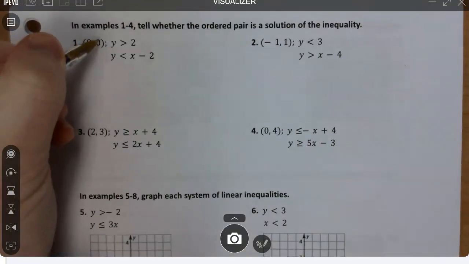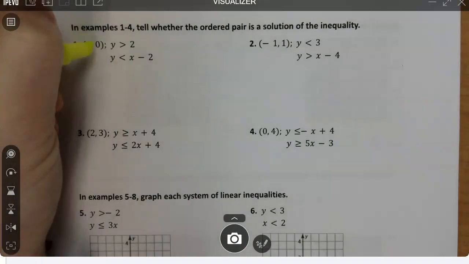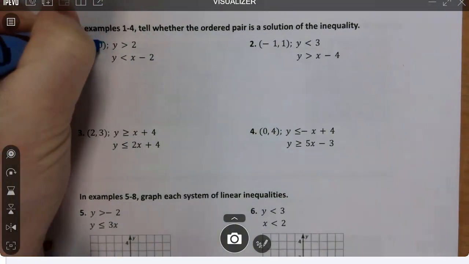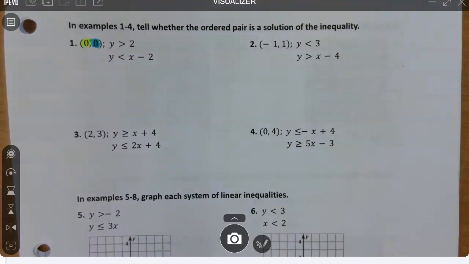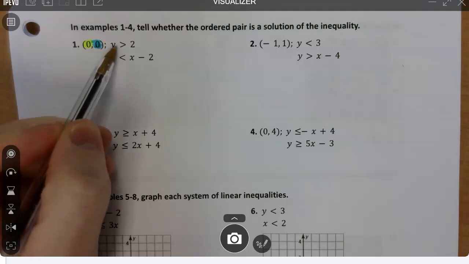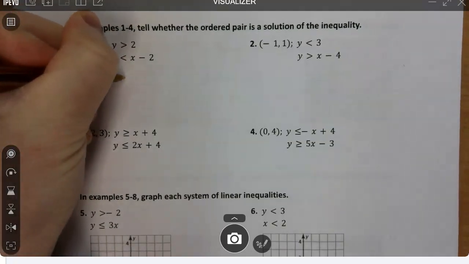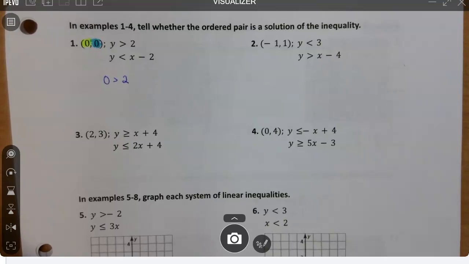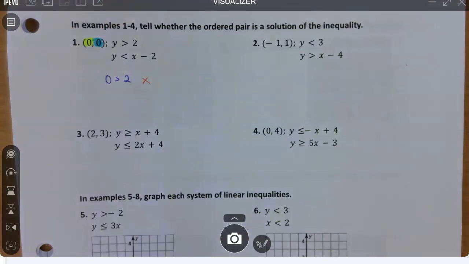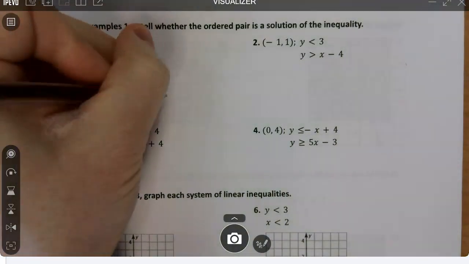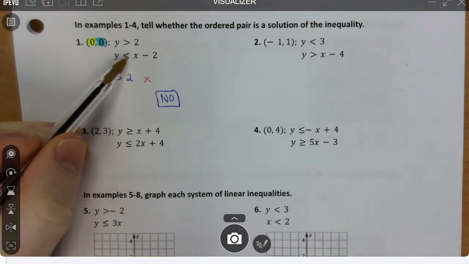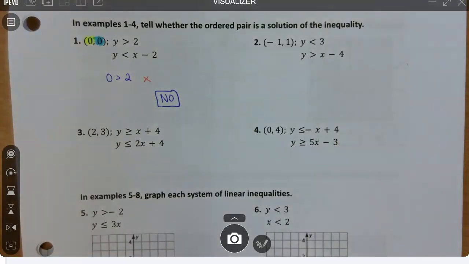So I start with 0, 0, and remember that the first number is our x, and the second number is our y. And so as I plug these in, I'm looking here. Well, in the first one, there's only a y. So I'm replacing 0 right here, and is 0 greater than 2? Well, already that doesn't work. That gets a Family Feud. And so I can say no, 0, 0 is not a solution because it didn't work for the first inequality. I don't even need to check it in the second one because it didn't work for the first.